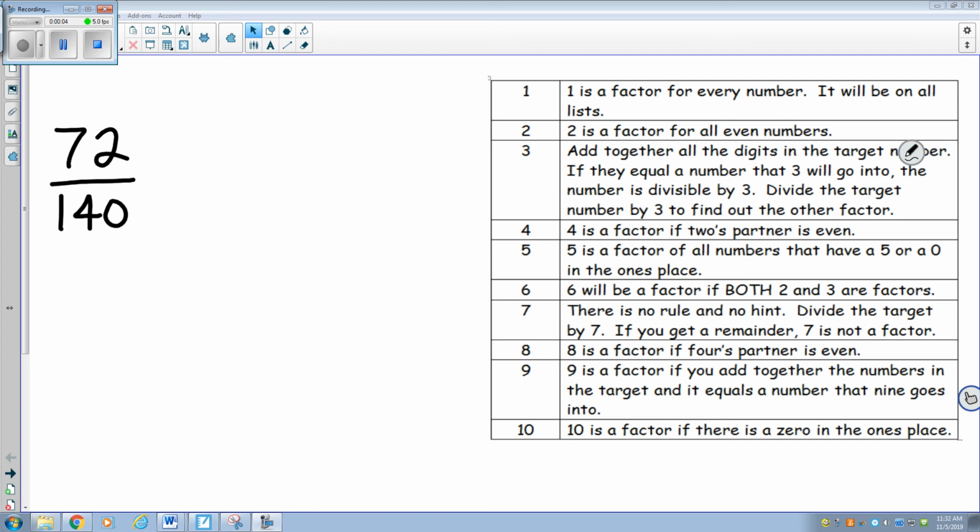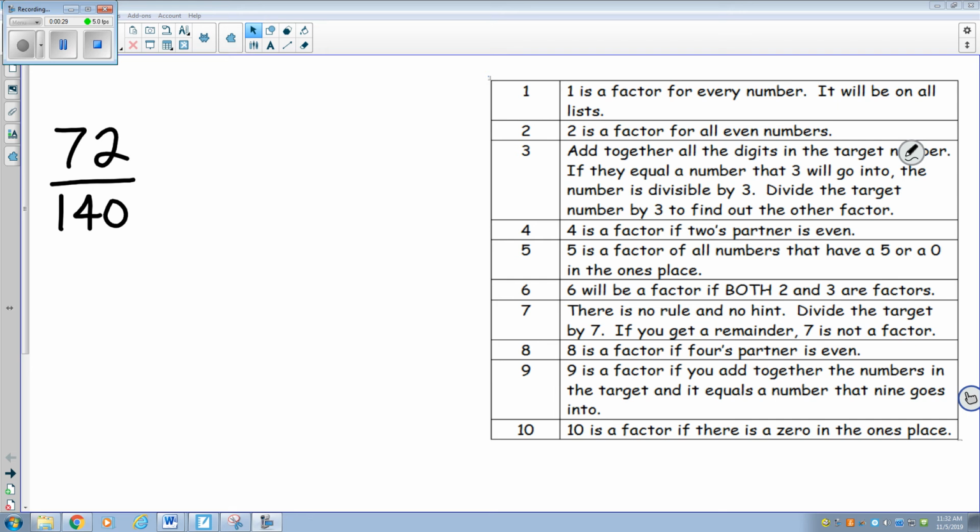In this video, we're going to be talking about how to take a fraction and turn it into simplest form. Let's take a look at this example. 72 over 140. 72 140ths. One of the tools that we can use over here on the right side of the screen is our divisibility sheet. And it tells us some hints on if a number is divisible by another number.